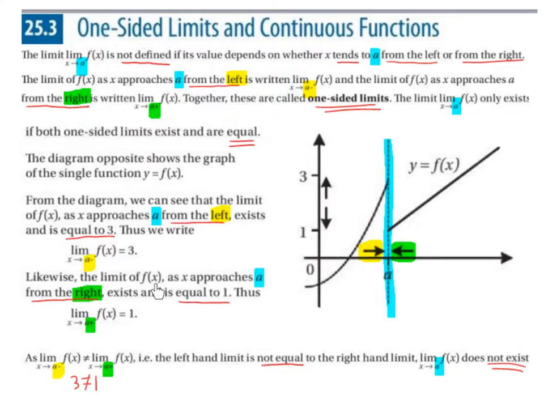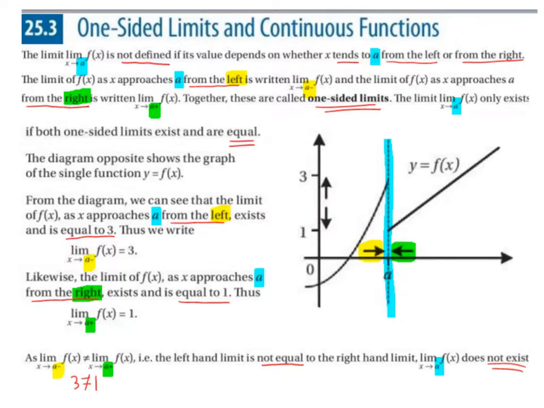Likewise, the limit of f(x) as x approaches a from the right exists and is equal to 1. So if we go to a on our real axis and we go up until we touch the graph from the right hand side, so we see our green arrow is approaching a from the right, we see that it lines up with 1 on the y-axis and not 3. Thus, the limit of f(x) as x approaches a from the right is equal to 1.